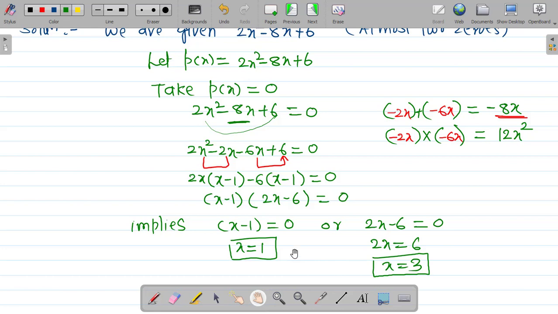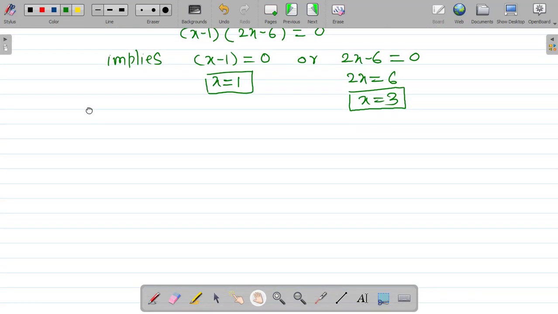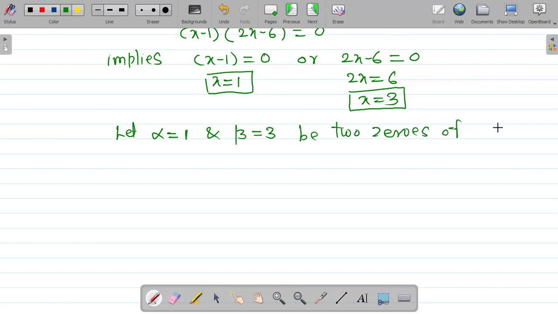What we have done, we have found the zeros of the polynomial. Now what we will do, we will verify the relationship. So how to verify the relationship? See, let alpha be equal to the first zero and beta be equal to the second zero, the 2 zeros of polynomial p of x. Then what does the relationship say?